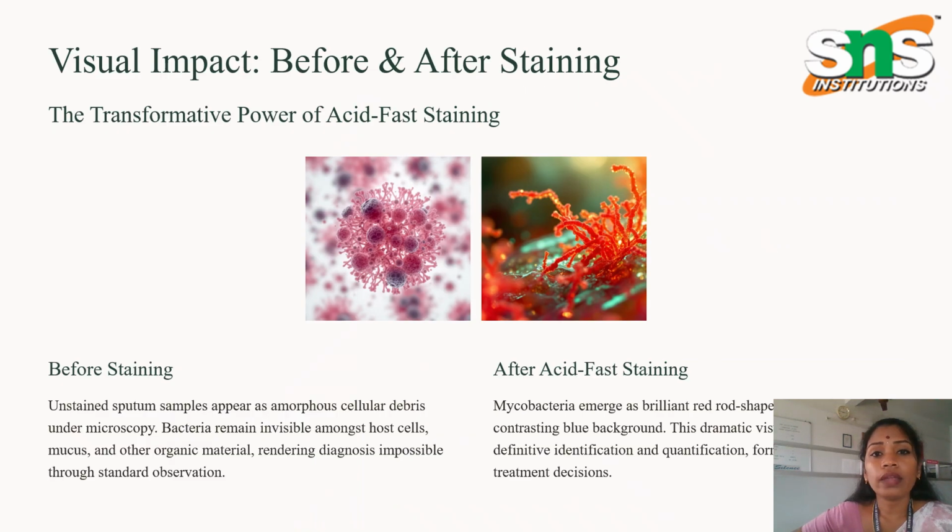Next, here you can see the power of acid-fast staining. Before staining, a sputum sample looks like debris, and nothing is visible. But after staining, red rod-shaped bacteria stand out beautifully against the background. This is the moment of diagnosis. We can see the bacteria, which is very crucial for microscopic identification and quantification methods.